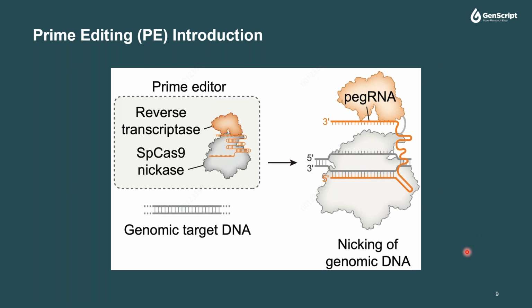The PE editor is formed by fusing Cas9 and a reverse transcriptase and is guided by pegRNA, or prime editing guide RNA. The pegRNA is longer than a general sgRNA because it carries a reverse transcription template. First, Cas9 recognizes the PAM sequence and binds to the template, unwinding the target region of the DNA helix for editing. Then Cas9 acts like a nickase, creating a nick.